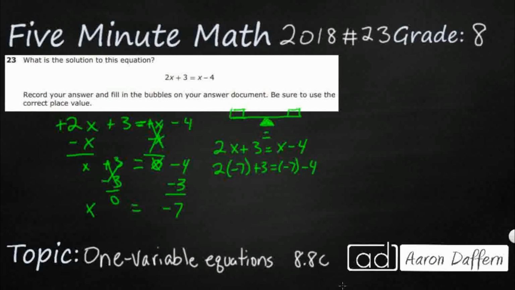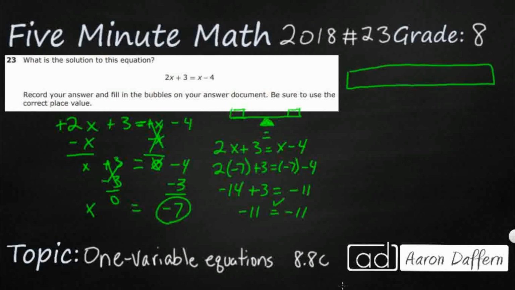What we're trying to get is both sides to equal each other. If we get a balanced equation, that means that whatever we substituted in for that x is good. So 2 times negative 7, well, 2 times 7 is 14, so negative 7 will make it negative 14. That's just negative 7 minus 4, that's going to be negative 11. So negative 14 plus 3, that's like 3 minus 14, and yeah, that's going to make a negative 11. All right, so that checks out, which means my negative 7 is good, so I do need to figure out how to bubble this in over here.